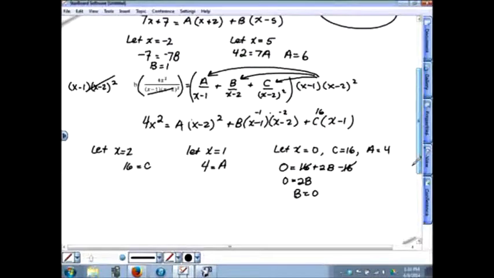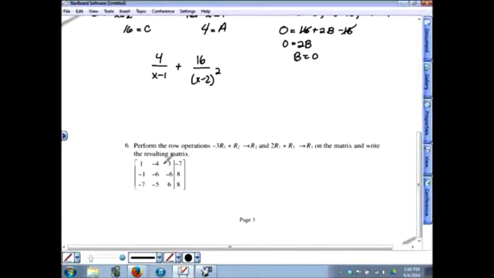Now we can finish the partial fractions. We have 4 over x minus 1. Now, technically, since b is equal to 0, you could have a 0 over x minus 2, but 0 divided by anything is still 0, so you don't really need that middle piece. And then c is equal to 16, so 16 over x minus 2 squared.